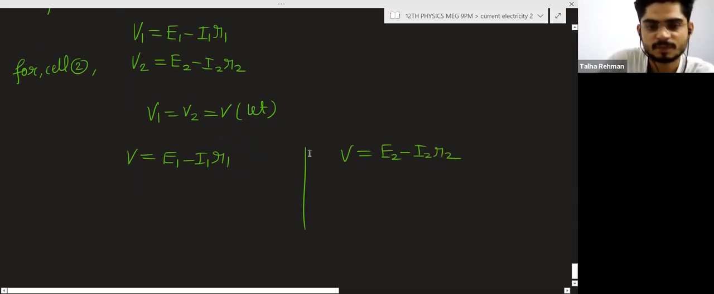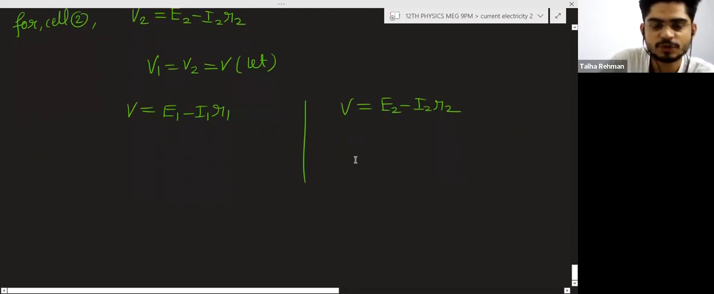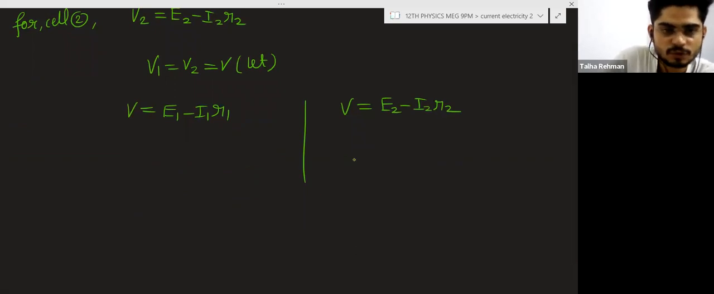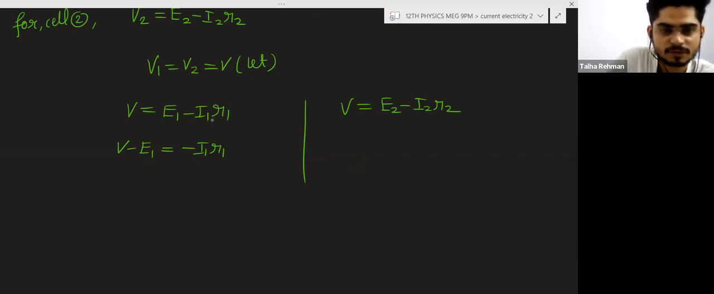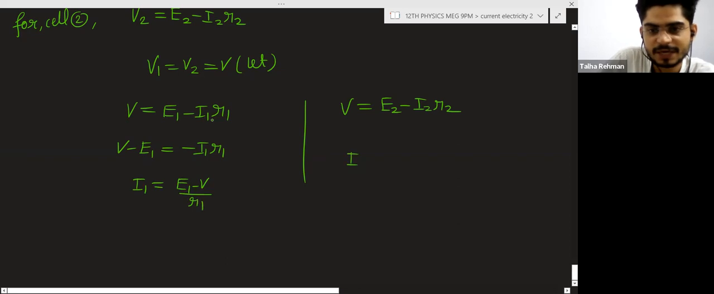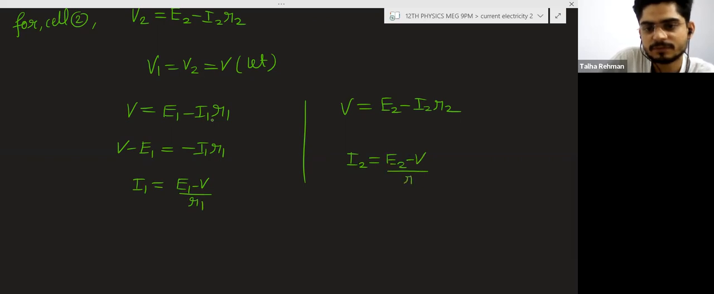Just focus here. Instead of V1 I have written V, instead of V2 I have written V. Now from here I will calculate I1 and I2. I am solving this equation for I1. When you calculate I1, you will get E1 minus V divided by R1. From here, when you calculate I2, you will get E2 minus V divided by R2.